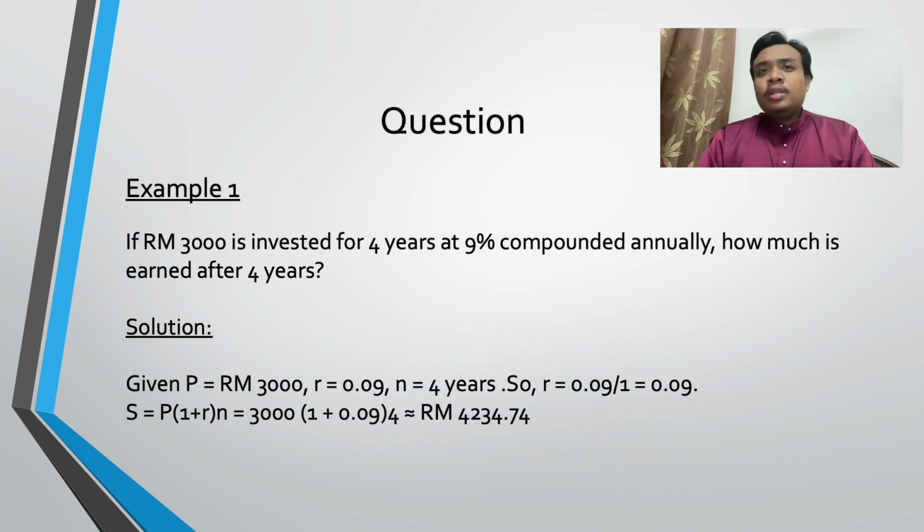We can see question example 1. If 3,000 ringgit is invested for 4 years at 9% compounded annually, how much is earned after 4 years? We can see the solution given P, R, N. You just fill in using the formula, and the final answer is 4234.74 ringgit.